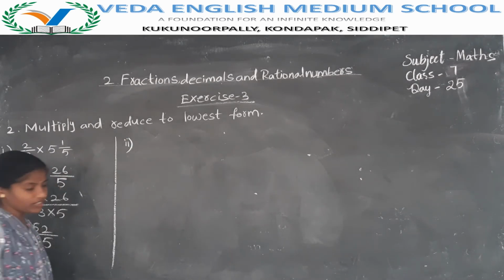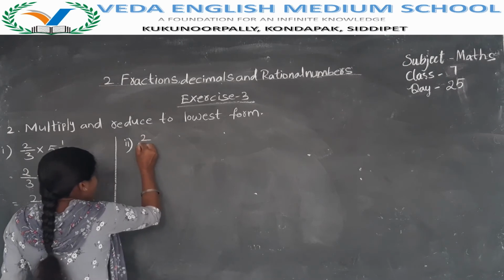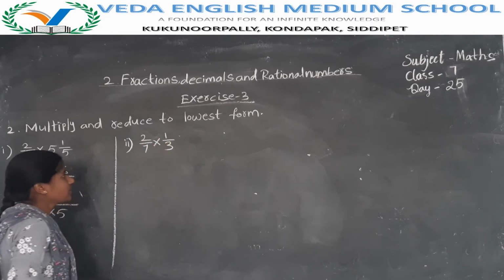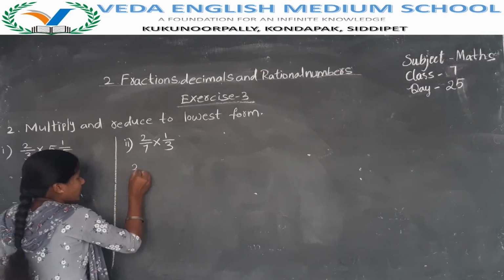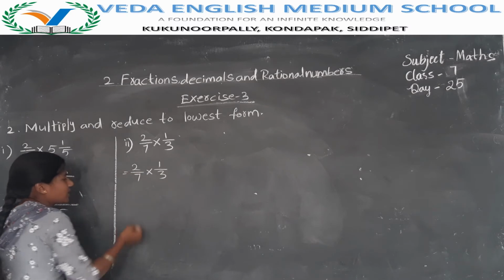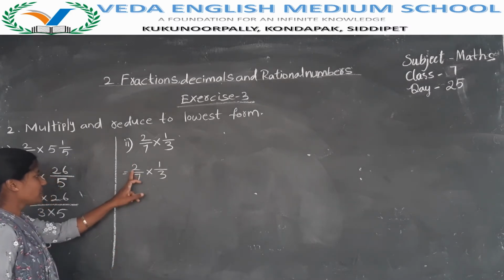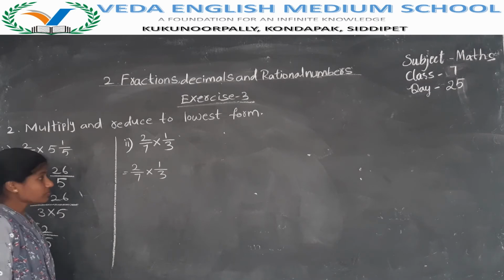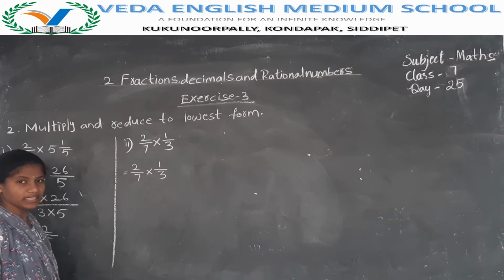2 by 7 into 1 by 3. Now see here, 2 by 7 and 1 by 3 both are improper fractions only. There is no mixed fraction. So 2 by 7 into 1 by 3. Now is there any possibility to cut?